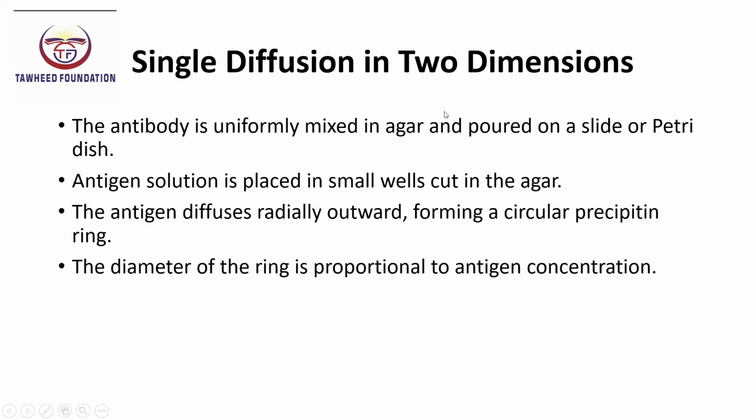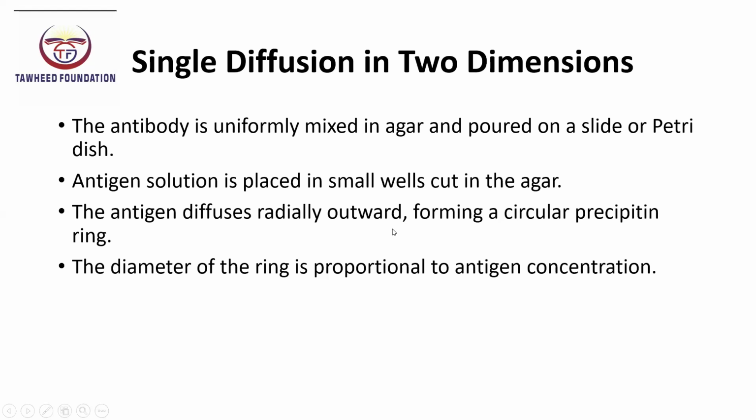Next is single diffusion in two dimensions. In the radial immunodiffusion method, also known as the Mancini technique, the antibody is uniformly mixed within an agar layer poured on a slide or petri dish. Small circular wells are cut into the gel and each well is filled with an antigen solution of known or unknown concentration. As the antigen diffuses radially outward in all directions through the gel, it reacts with the antibody and forms a circular precipitin ring.